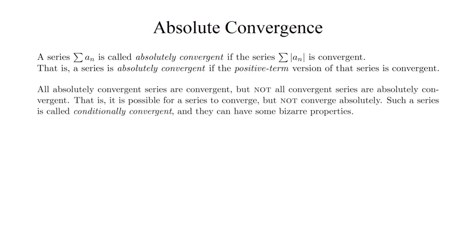This is a stronger notion of convergence because all absolutely convergent series are also convergent in the usual sense, but not the other way around. It is possible for a series to converge, but not converge absolutely. Such a series is called conditionally convergent, and they can have some bizarre properties.